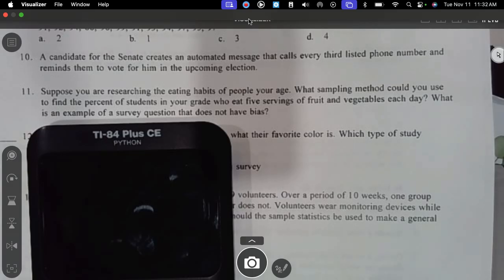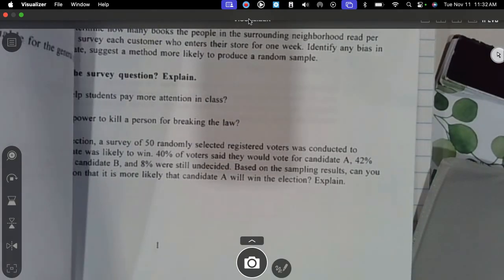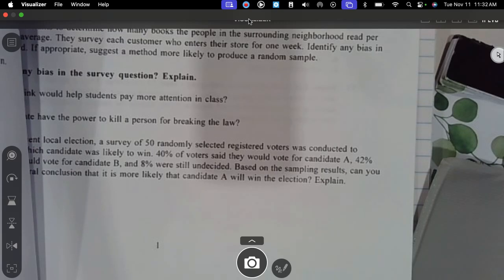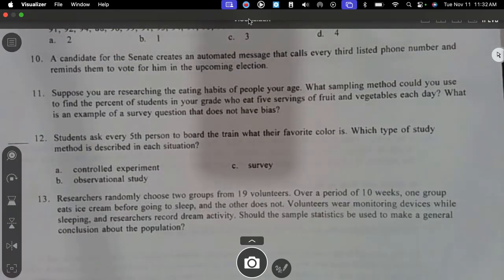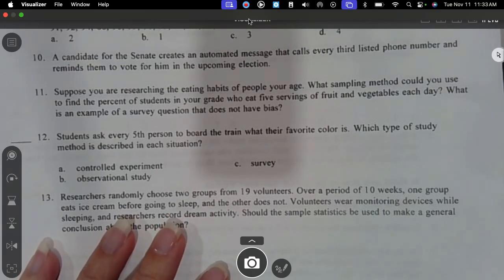So you could do convenience sampling. All right, that's the method you choose. You could do systematic if you picked that, right? And then, how many servings for each? Yeah, just keep it general. How many servings of fruit and vegetables do you eat each day? I don't know what they put on theirs. What did they put for their answer? Answers may vary. So that's why it could have been systematic. It could have been convenience.